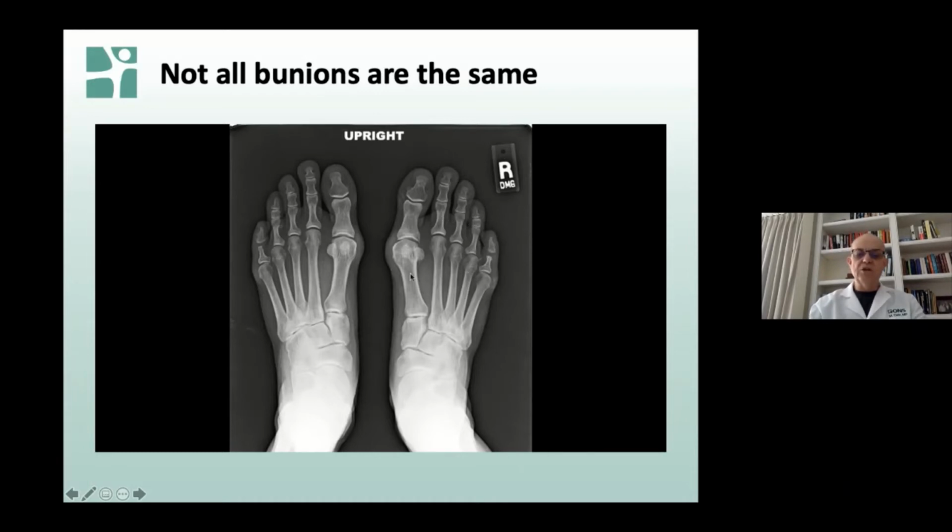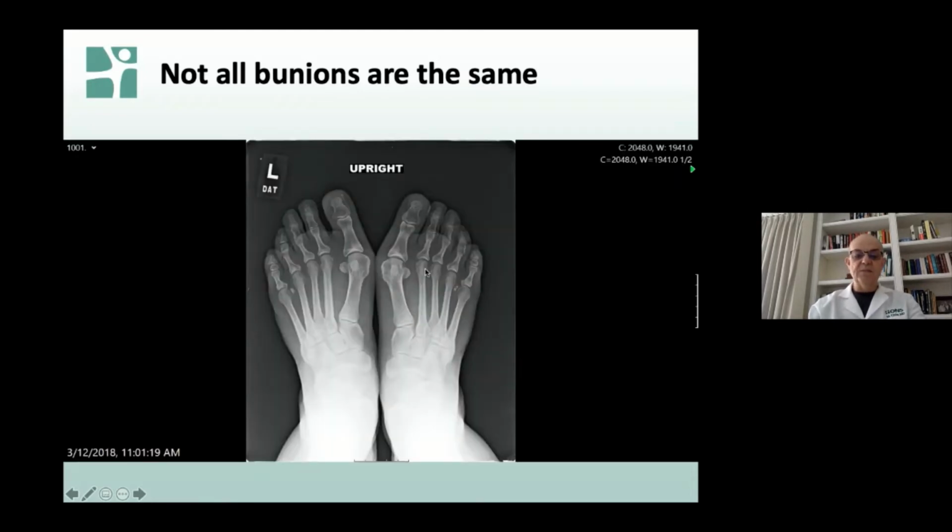So the first thing I want to show you is someone says they have a bunion. My friend has a bunion. My foot's just like someone I know. They're not all the same. So this is a relatively moderate bunion, and you can see this angle between these two bones. This one you can see is a little bit worse. There's a little bit bigger angulation. The toe's heading off to the right a little bit more, and the bump's a little bigger. The angle between these two bones is bigger.